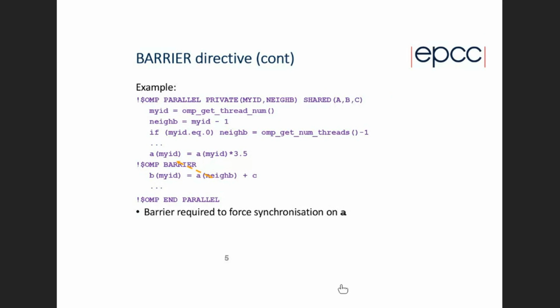Okay, so just for any Fortran programmers that we have today, here's the same example in Fortran. So again, I read my thread ID, set up my neighbor, write some values into this shared array A, synchronize all the threads, and that makes sure that all these reads of my neighboring value will get the right value here.